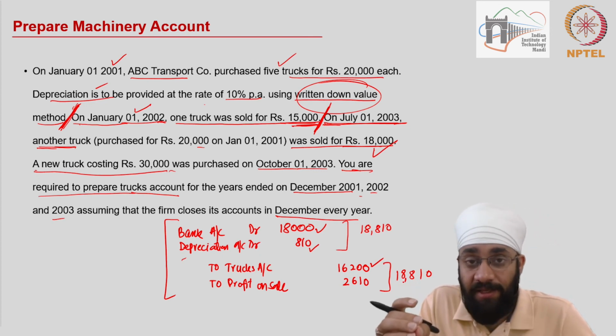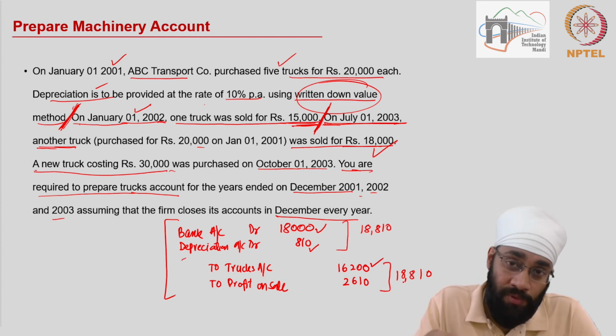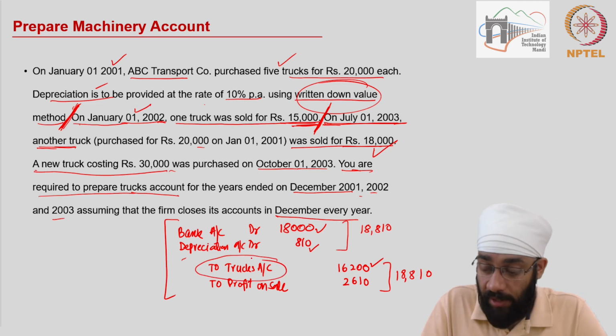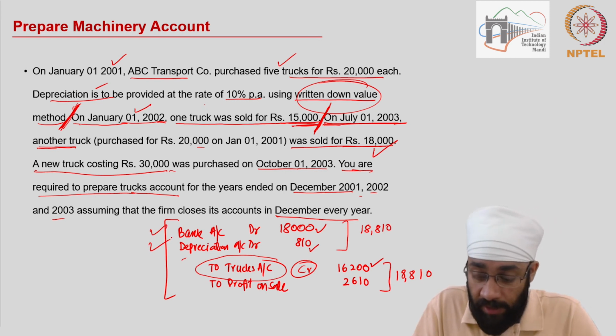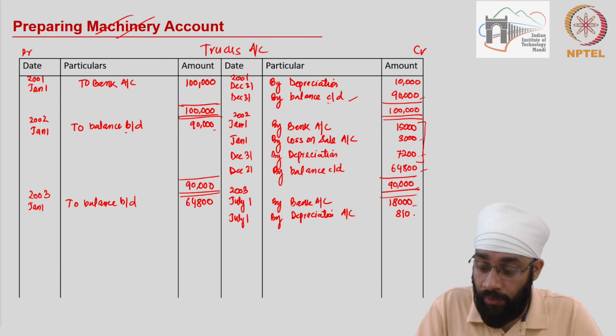Since this is the journal entry, the question is, how are we going to post this in the ledger account? So we are preparing the trucks account. We are going to go to the credit side in the trucks account and post both of these first of all. So 18,000 and 810 have already been posted on the credit side.